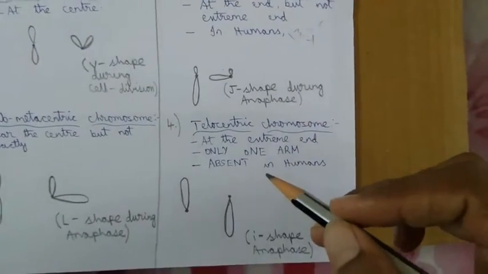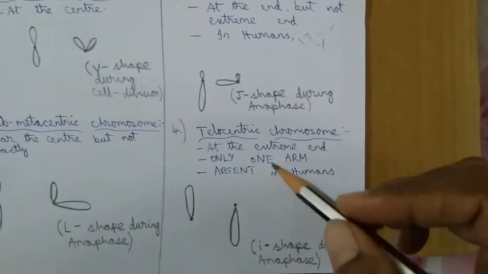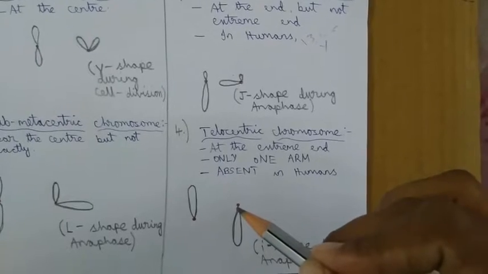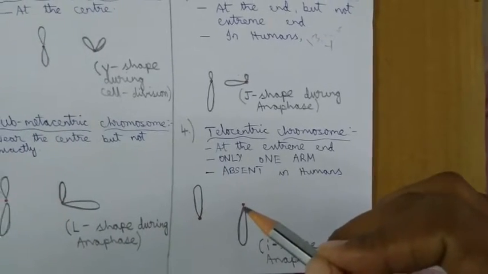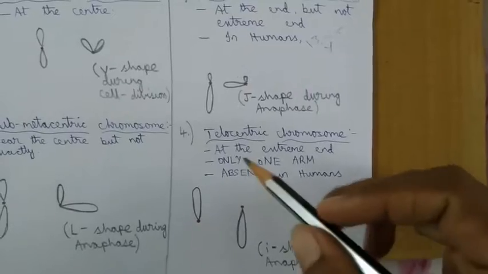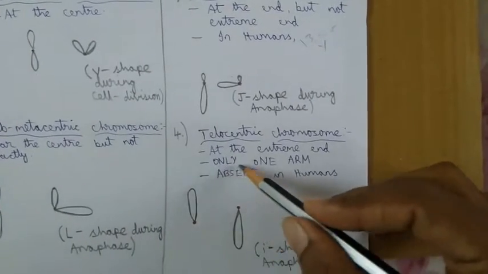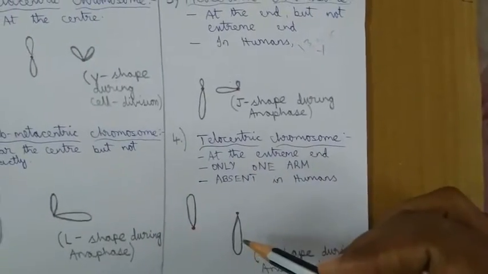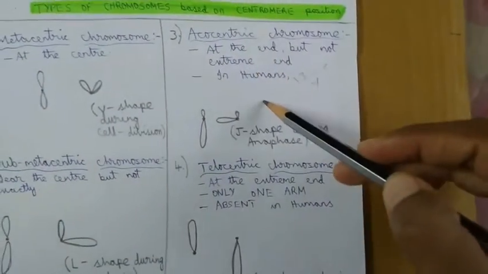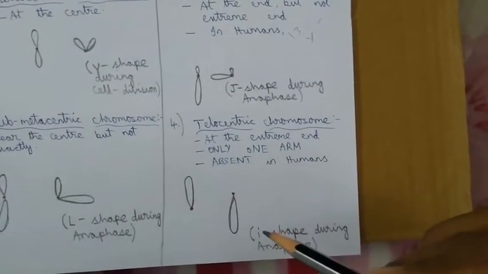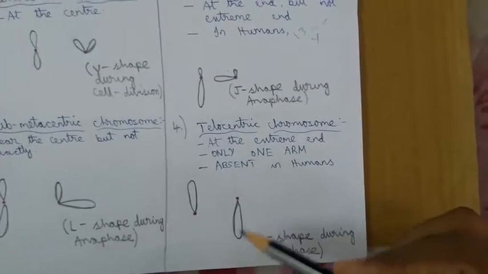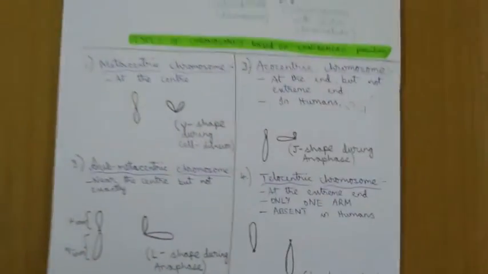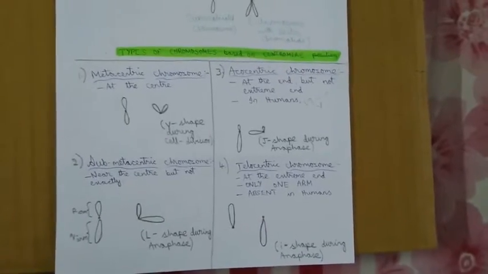Next, and the final type of chromosome is telocentric chromosome. Here the centromere is present at completely and extremely end part of the chromosome, and that leads to the absence of one arm. In telocentric chromosome we have only one arm, like this, and this kind of chromosome is absent in humans, whereas acrocentric chromosomes are present in humans. During anaphase or during cell division, I-shaped structure is seen for telocentric chromosome. These are the types of chromosome based on the centromere position.